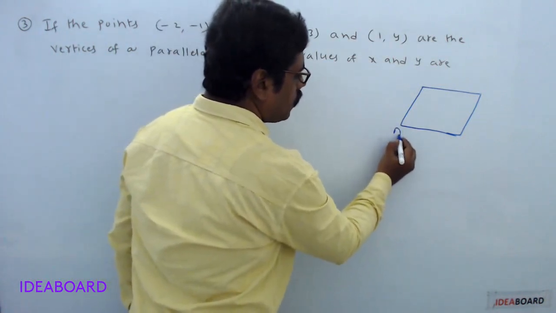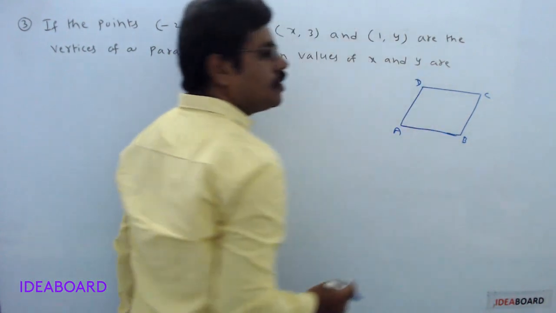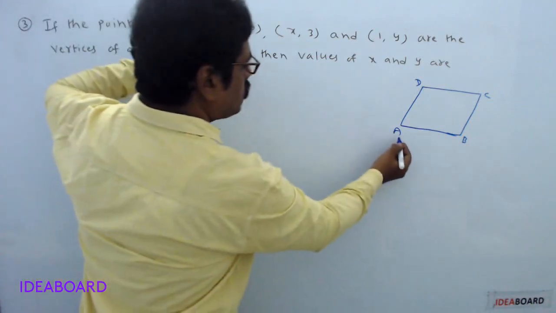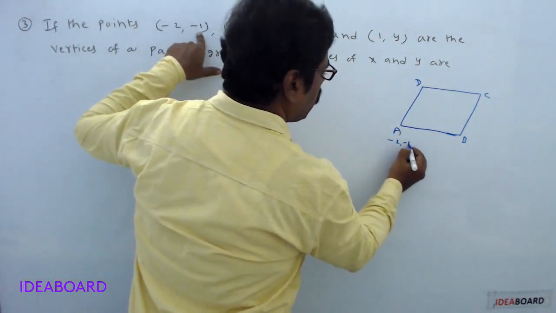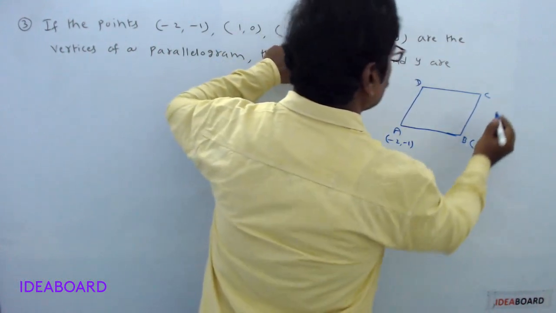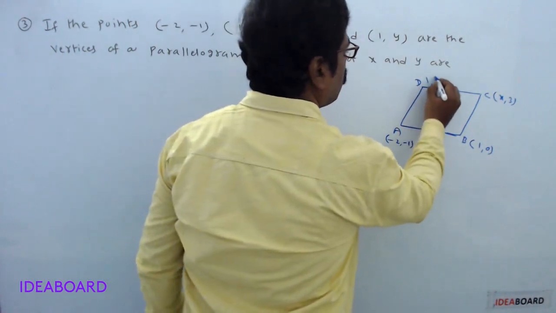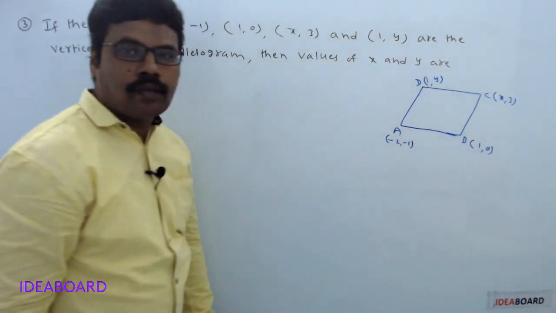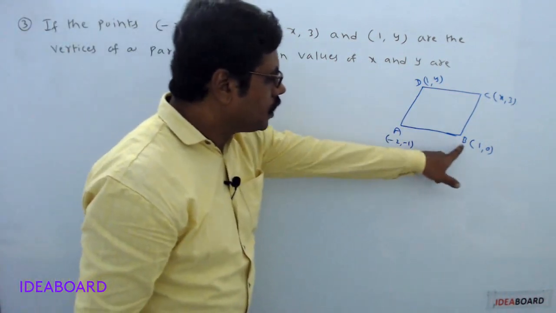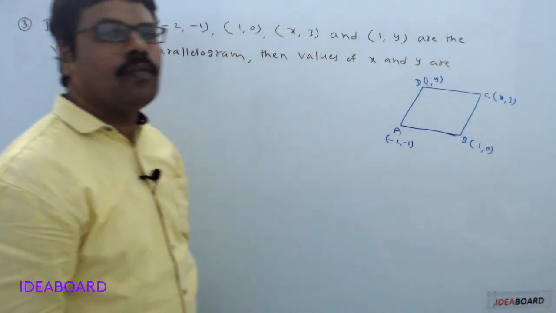Suppose the vertices of the parallelogram can be taken as A, B, C and D. Here (-2, -1) is given. Suppose A equals (-2, -1), B is (1, 0), C is (x, 3), D is (1, y). So let the vertices of the parallelogram be A(-2, -1), B(1, 0), C(x, 3), D(1, y).